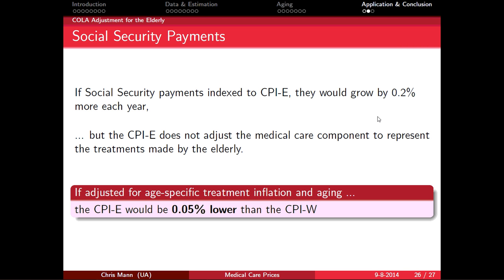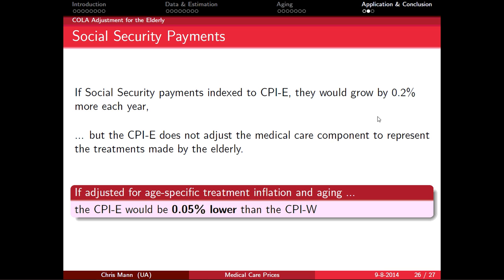So a lot of people argue that if you actually switch to using the CPI for elderly individuals, the Social Security payments would have grown by about 0.2% more each year, which, when you think about compounding over 20, 30, 40 years, is a significant amount more money that the elderly would be receiving now than they aren't, right?